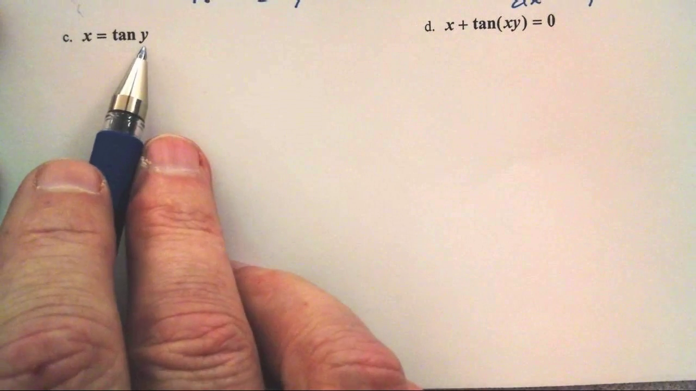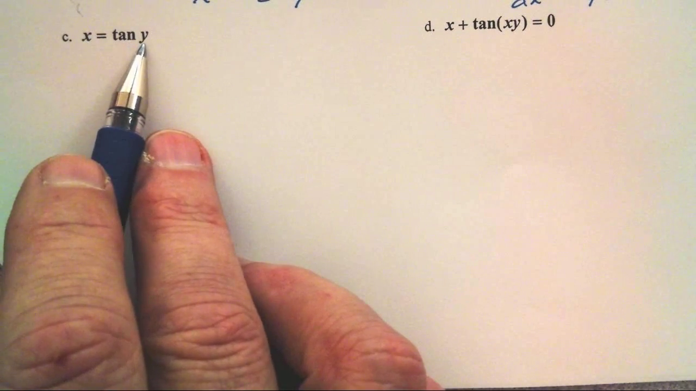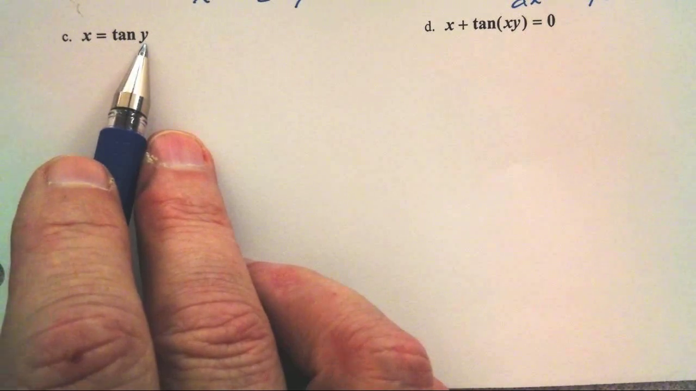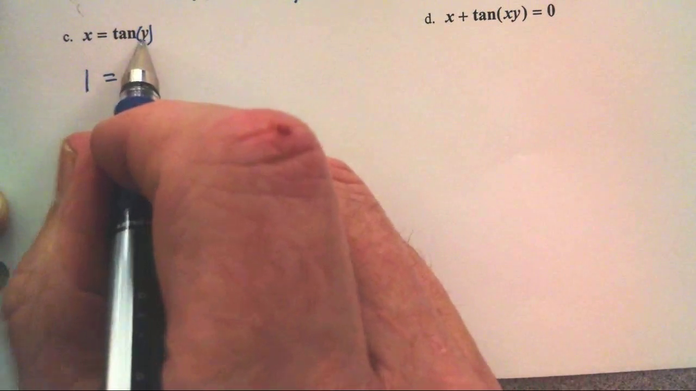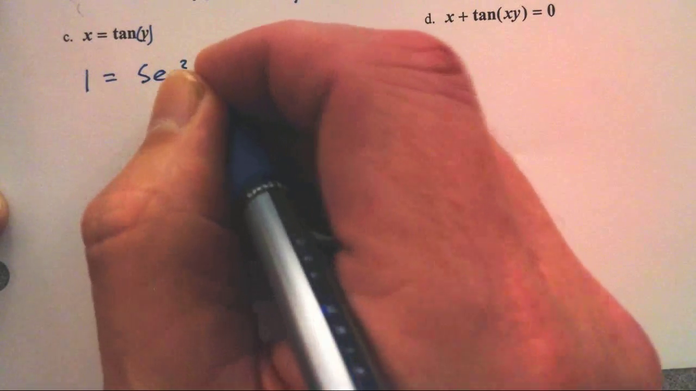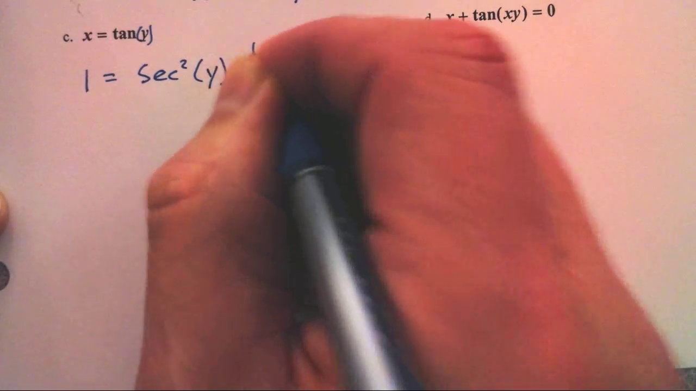I'm going to take the derivative of both sides. Now I understand it's easy to solve this for y. I'd get y equals tangent inverse of x, and then I find the derivative of tangent inverse. But if I don't know how to find the derivative of tangent inverse, then I'm going to implicitly differentiate this. So derivative of x is 1. Derivative of tangent, again there's an inside function of y here. Derivative of tangent is secant squared of the inside function times the inside derivative, which is just dy/dx.